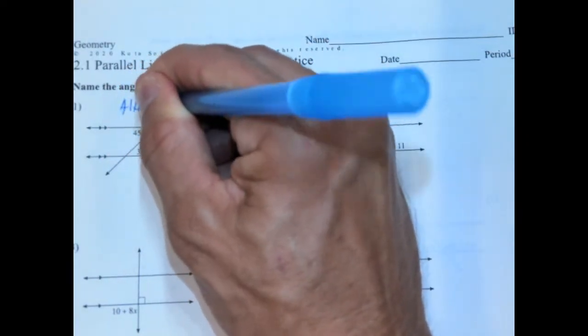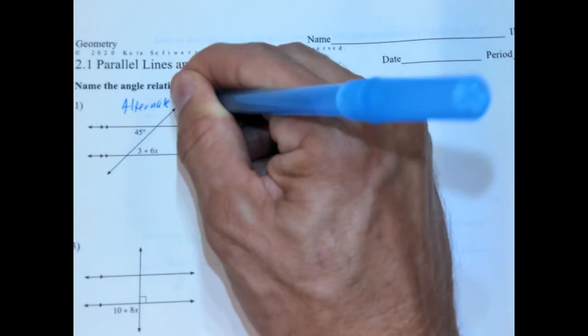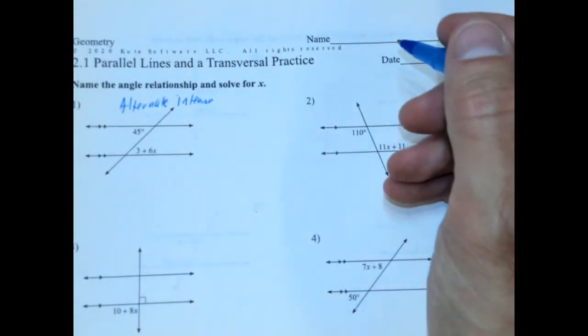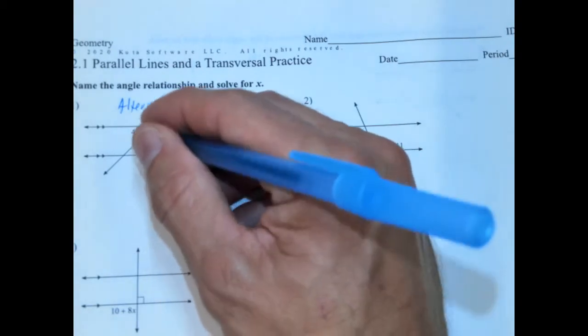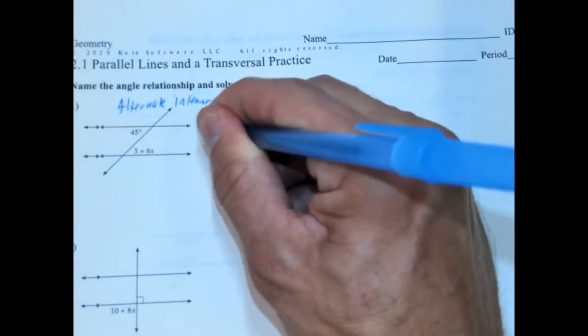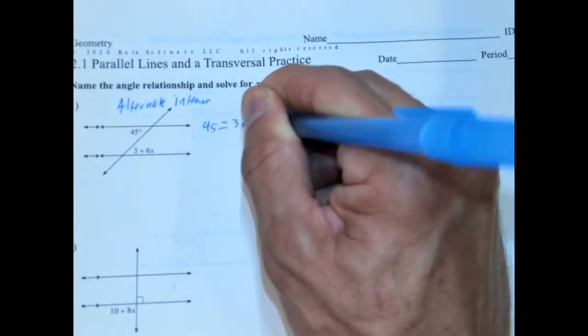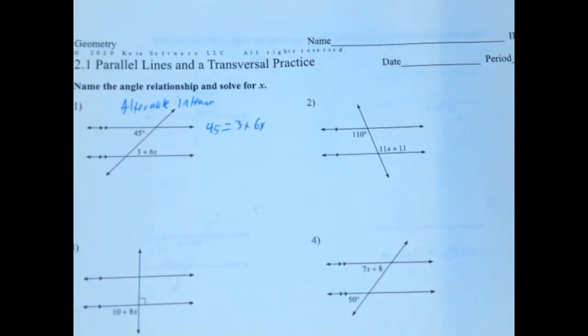So therefore, these would be alternate interior angles. Okay? Alternate interior. And that means these are going to be congruent if these lines are parallel. So we're going to say 45 equals 3 plus 6x. And we're going to go ahead and solve for x algebraically.